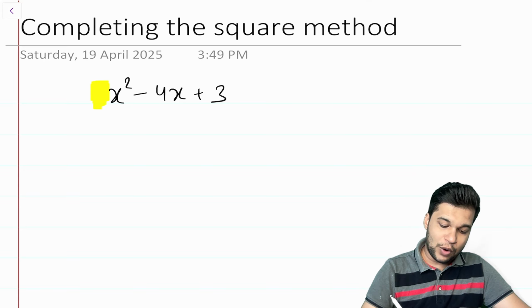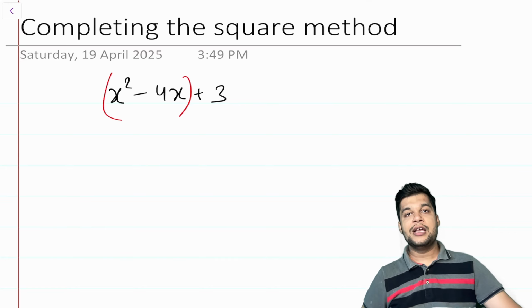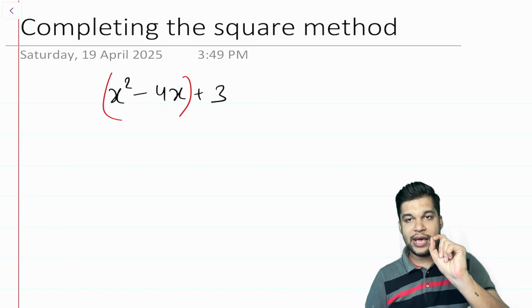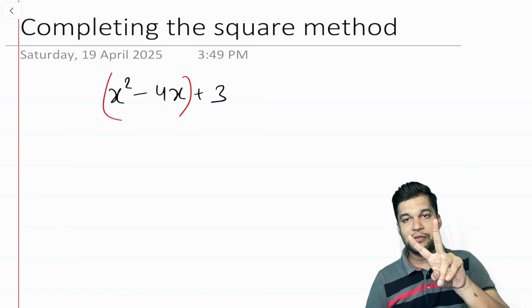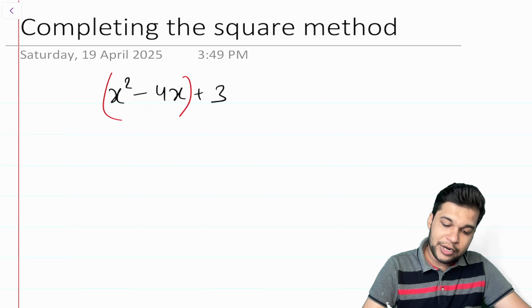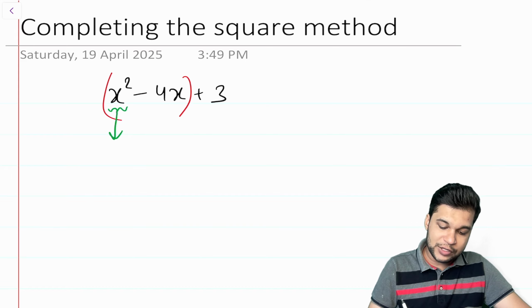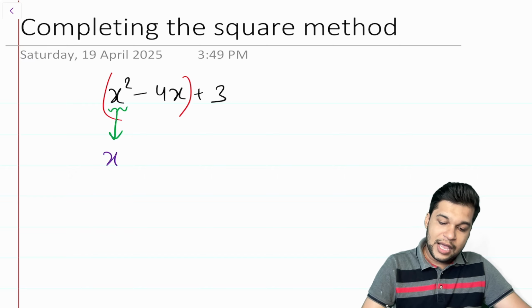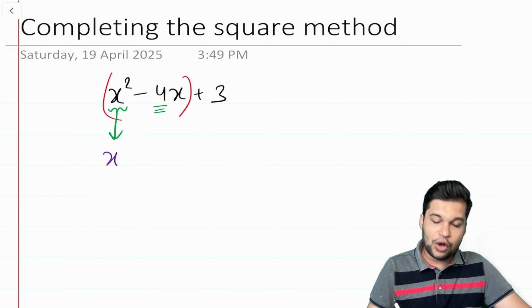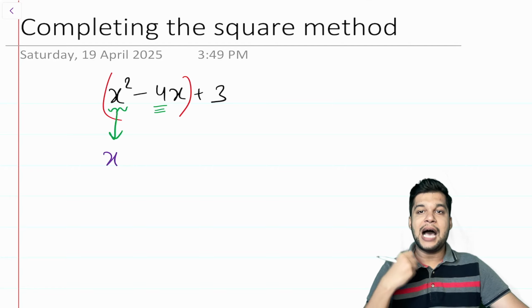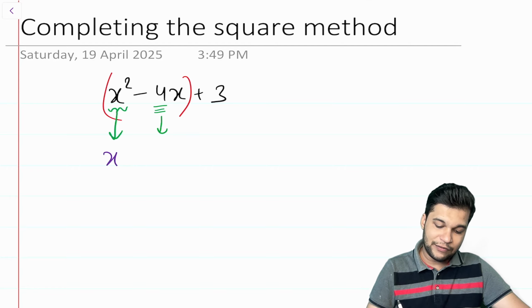Okay, so what I'm going to do now is I'm going to put these two guys in bracket. So the term with x square and the term with x, these two terms should be in bracket. Once I put it into bracket, tell me what is the square root of x square? The square root of x square will be x. Okay, what is the coefficient of x? The coefficient of x is 4. What is half of 4? Half of 4 is 2.